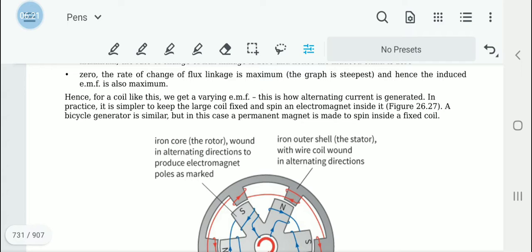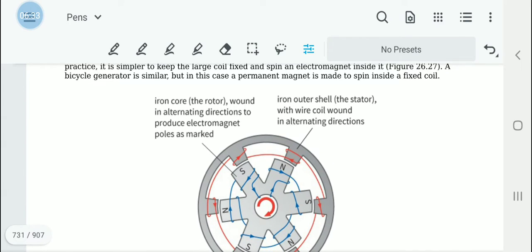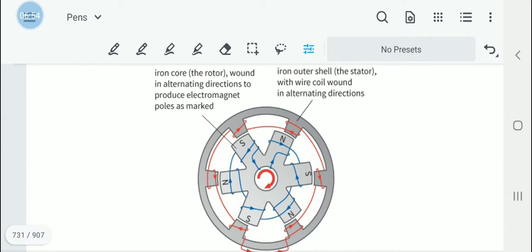In practice, what we do is, we have a large coil fixed, and we have a spinning electromagnet inside it. But in a small bicycle generator, the opposite of that is happening. There is a permanent magnet that is made to spin inside a fixed coil. So this is how it is done.